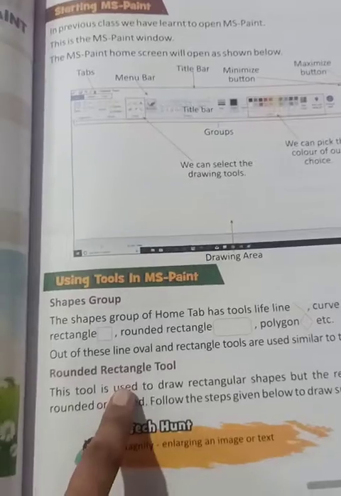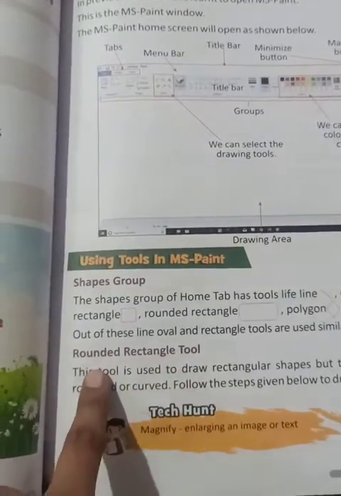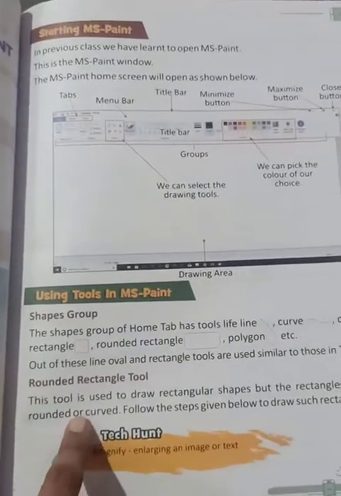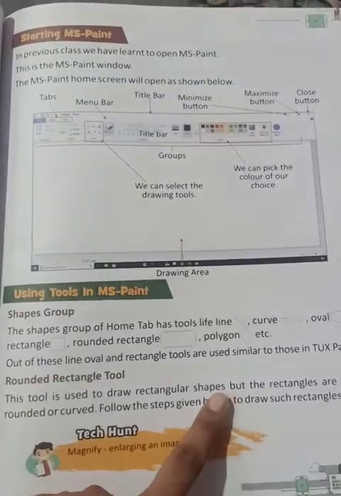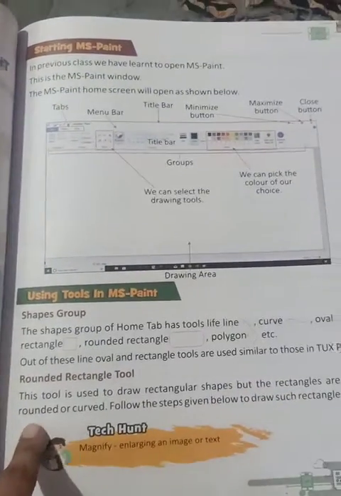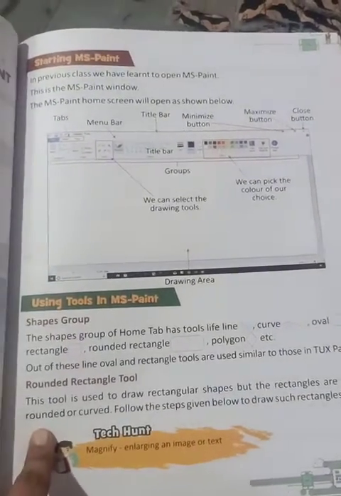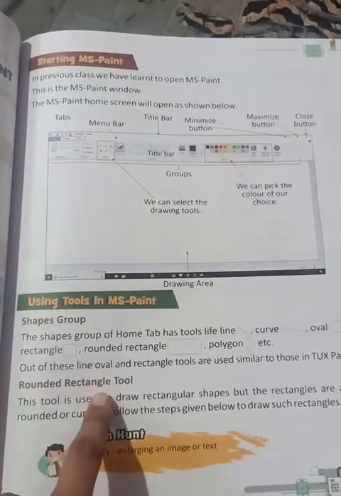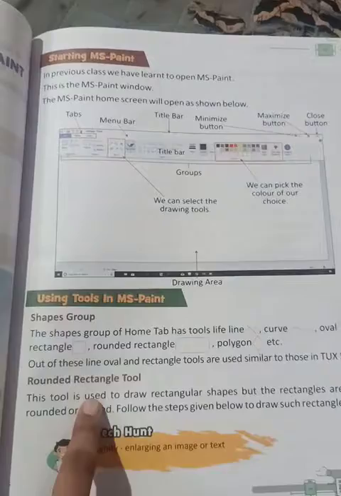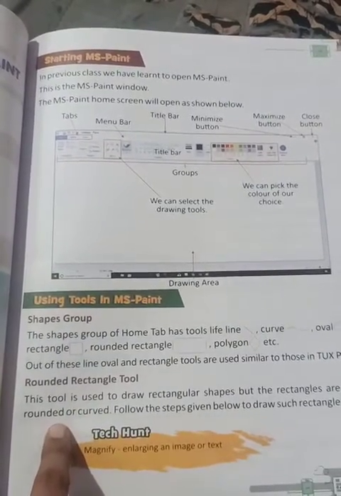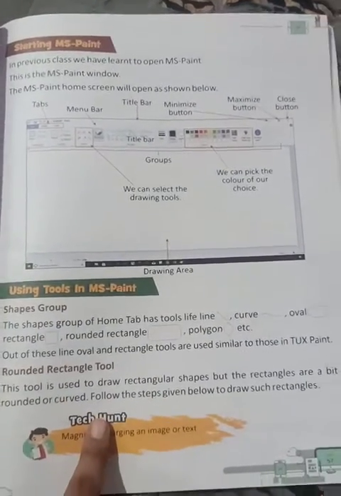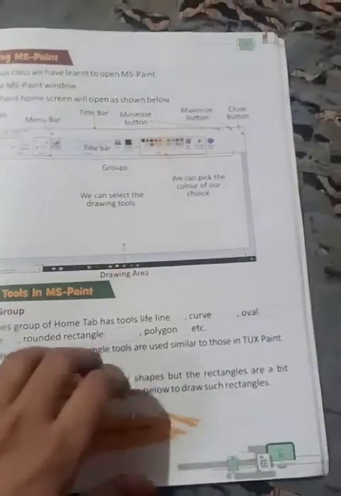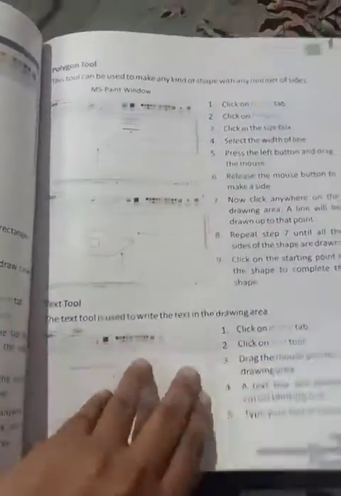This is the rounded rectangle tool. What is the rounded rectangle tool? This tool is used to draw a rectangular shape, but the rectangle is a bit rounded. The rectangle which will be drawn will be little rounded or curved. So we will go to the next page, number 58.